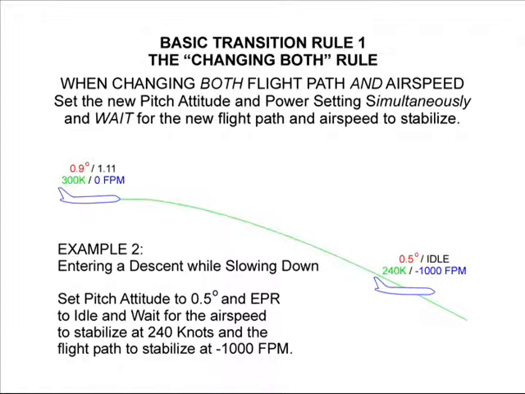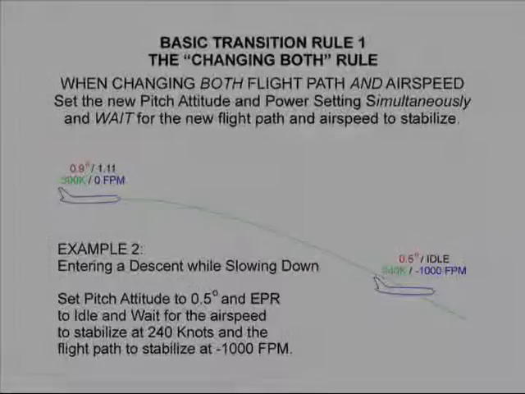It states, when changing both flight path and airspeed, set the new pitch attitude and power setting simultaneously and wait for the new flight path and airspeed to stabilize. This demonstration shows how the rule is applied to the transition from level flight to a stable descent at a reduced airspeed. The data plot view will be shown first, followed by the same transition shown in the flight deck view.